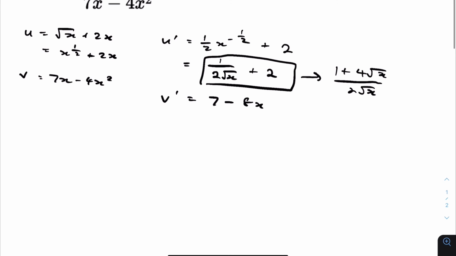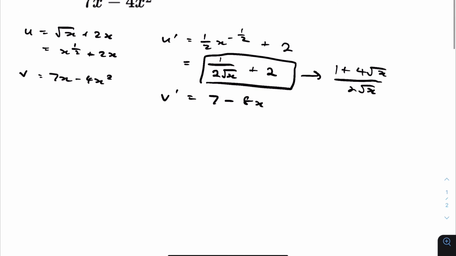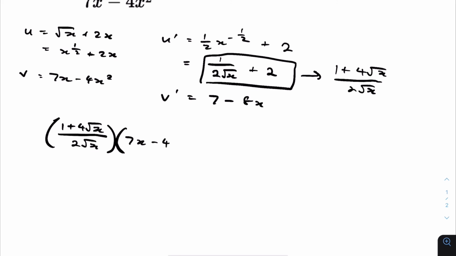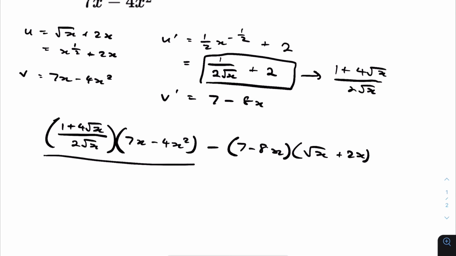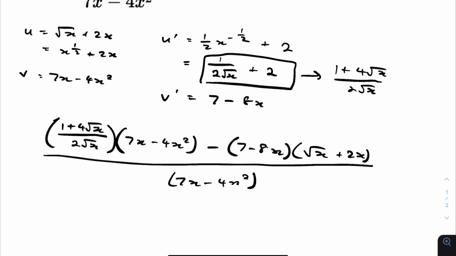Let's substitute them in. So first we have to do u prime times v. So that's 1 plus 4 root x divided by 2 root x. And that's going to be multiplied by v, which is 7x minus 4x squared, which is subtracted from v prime, which is 7 minus 8x, times u, which is root x plus 2x, which is all divided by 7x minus 4x squared. Now, we can easily evaluate this and then simplify it down.